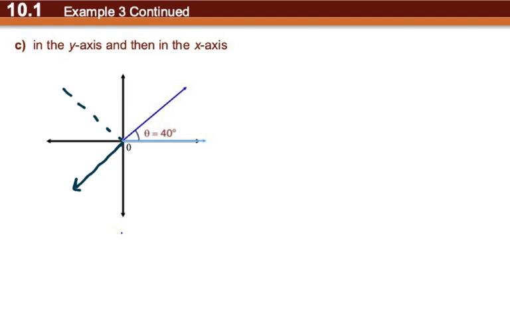Measured from standard position would be from the initial side here. What we know now is that this is the reference angle of 40 degrees. So that entire angle measured from standard position would be the 180 to get to the negative side of the x-axis, plus the 40 would give us 220 degrees.